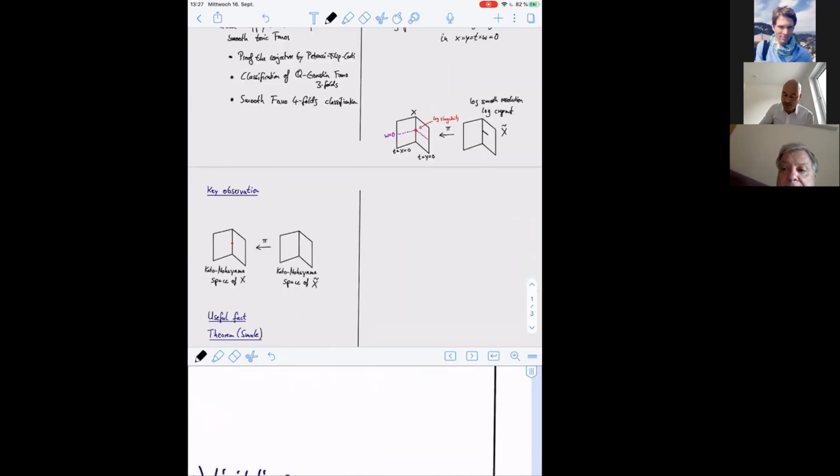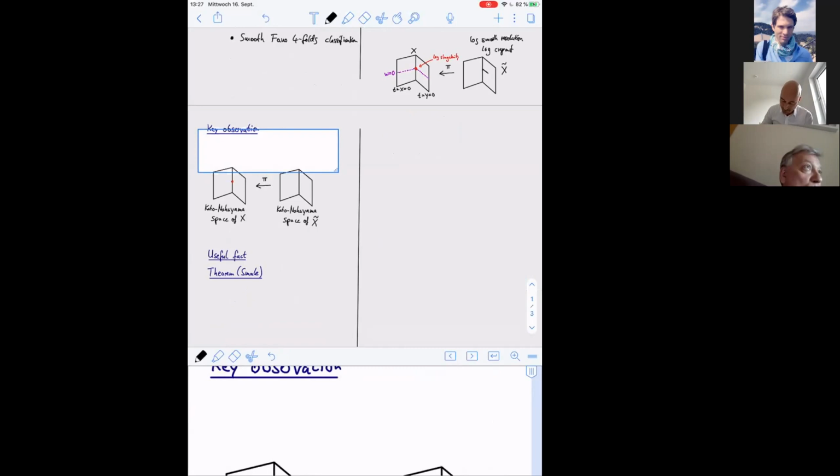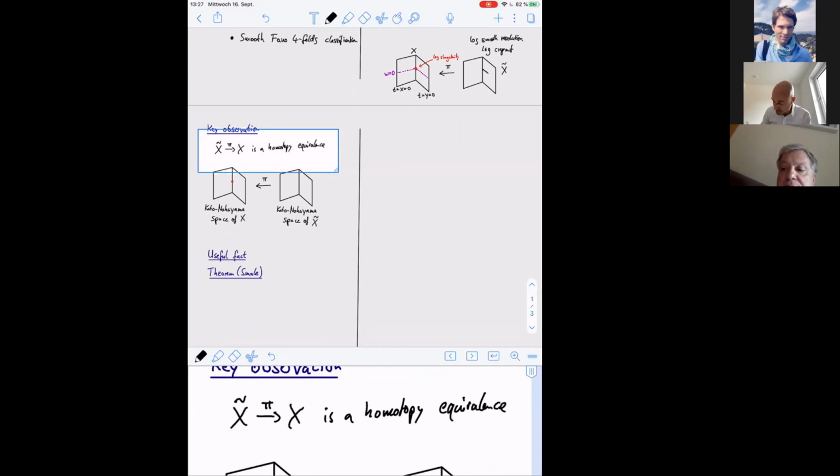All right. Now, what am I going to do with that? There's a key observation that you want to make with this log crepant resolution. Namely, if I may call that X tilde maps down to X, the resolution is a homotopy equivalence on the Kato-Nakayama spaces.